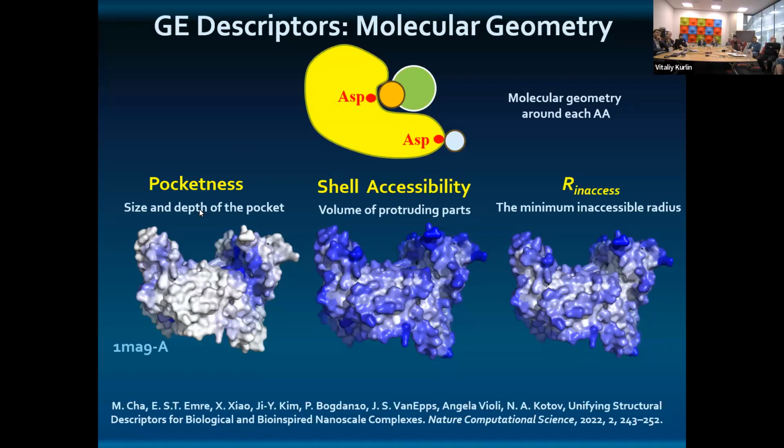They were developed by these groups: pocketness, shell accessibility, and inaccessibility radius. As you can see, these are the maps of these parameters on the proteins, and you can see they vary quite a bit. Good. And the scale, sorry, it's white low and blue high.